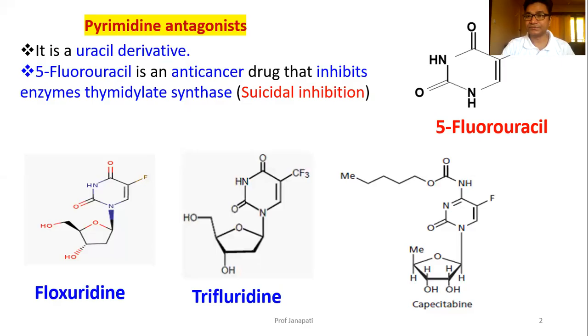So pyrimidine derivatives, here examples of drugs are these. Methotrexate and pralatrexate are the examples of folic acid antagonists. Leucovorin or folinic acid is the antidote. Now here, what is that? 5-fluorouracil, floxuridine, trifluridine. Three fluorine atoms are present.